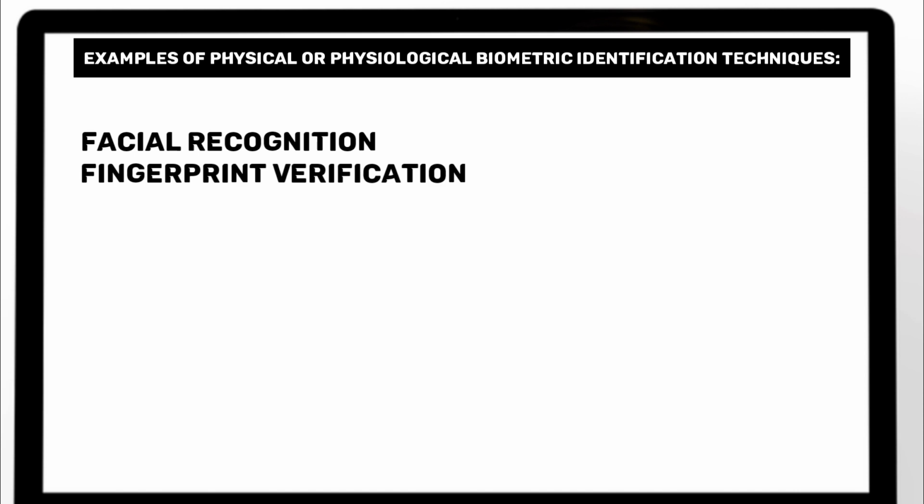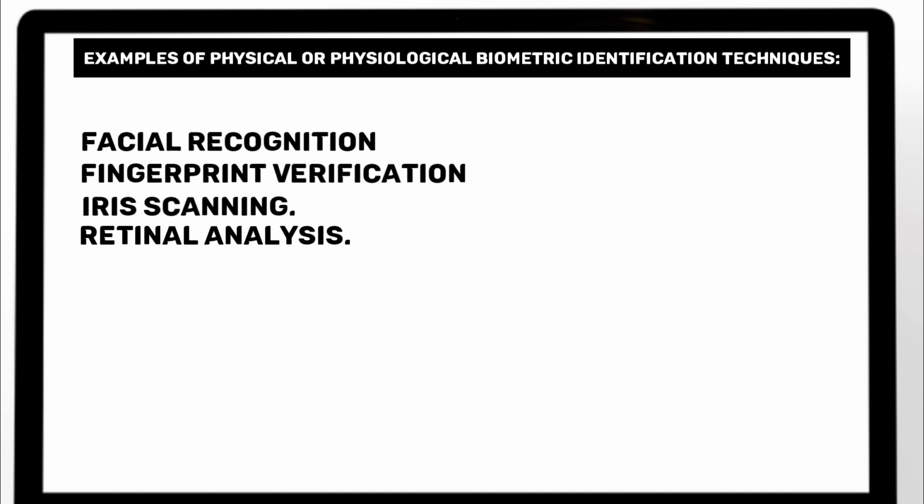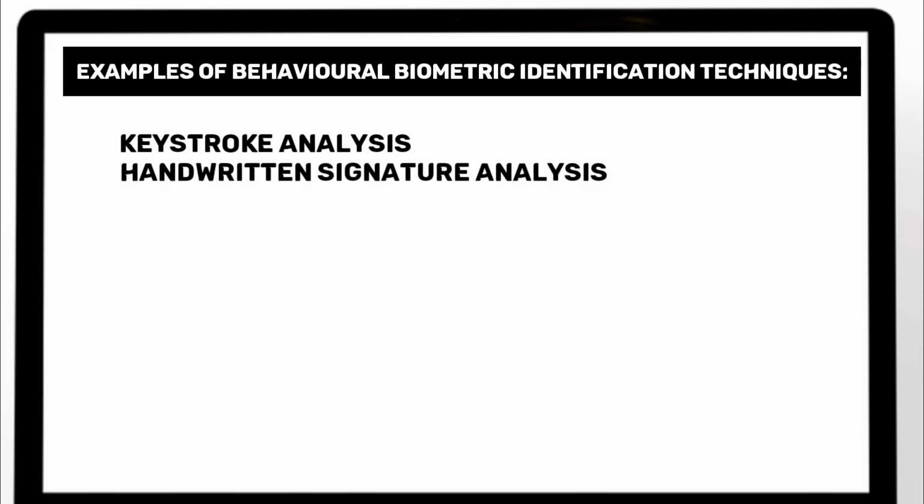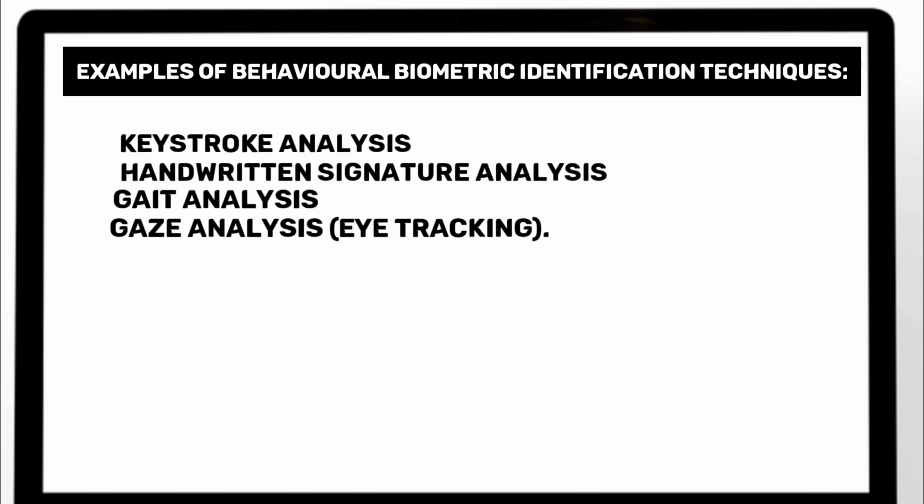Examples of physical or physiological biometric identification techniques: facial recognition, fingerprint verification, iris scanning, retinal analysis, voice recognition, ear shape recognition. Examples of behavioral biometric identification techniques: keystroke analysis, handwritten signature analysis, gait analysis, and gaze analysis, eye tracking.